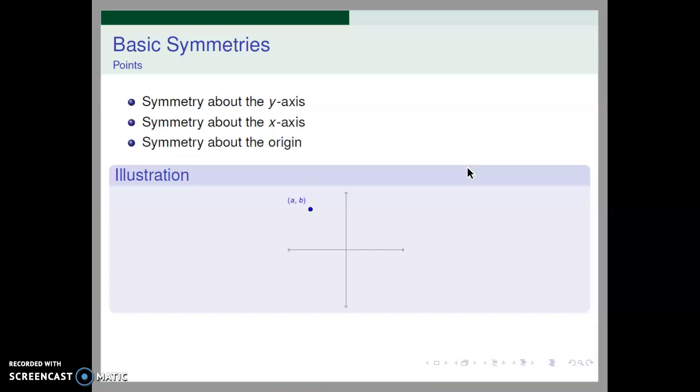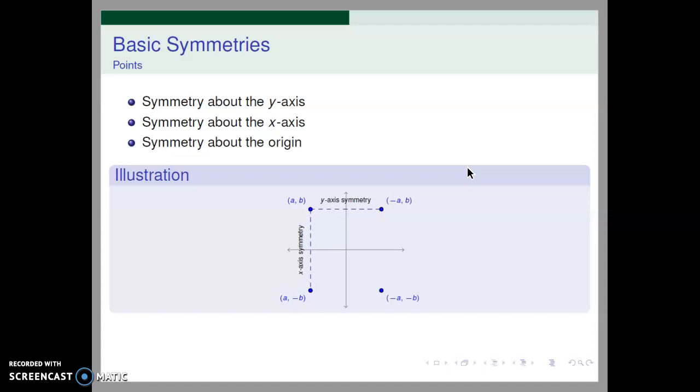Given any point in the plane with coordinates (a, b), the point symmetric to (a, b) about the y-axis is the point with coordinates (-a, b). The first coordinates are opposites and the second coordinates are equal. The point with coordinates (a, -b) is symmetric to the original point (a, b) about the x-axis. In this case, the first coordinates are equal and the second coordinates are opposites.